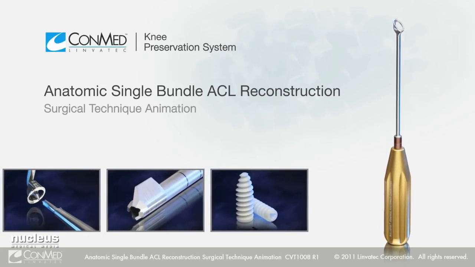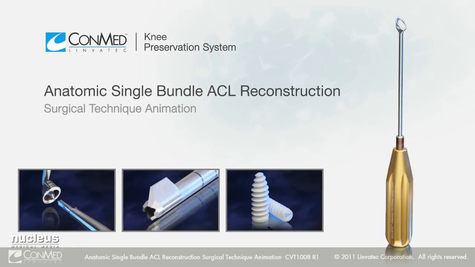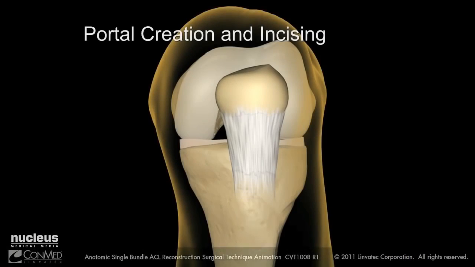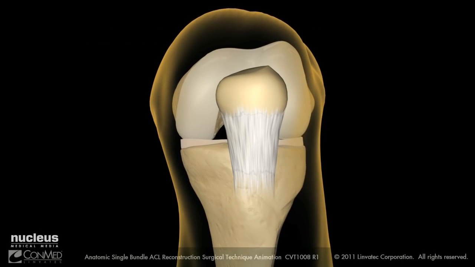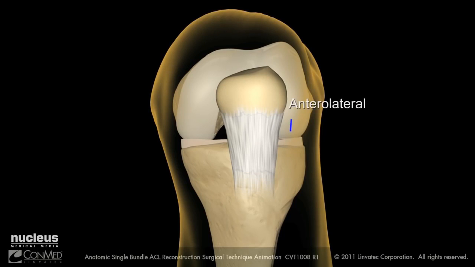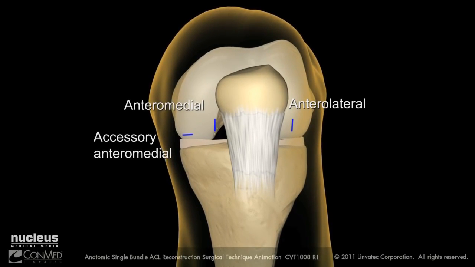Introducing the anatomic single-bundle ACL reconstruction procedure. The arthroscopic surgical approach for anatomic ACL reconstruction requires 3 portals: an anterolateral, an anteromedial, and an accessory anteromedial.